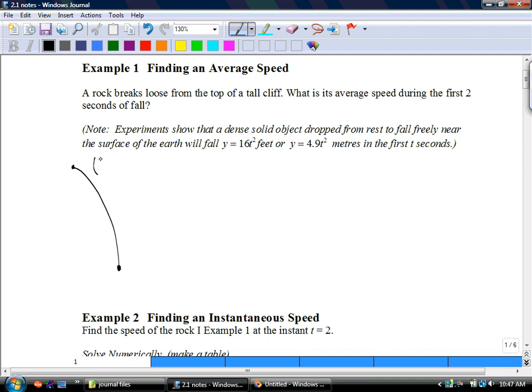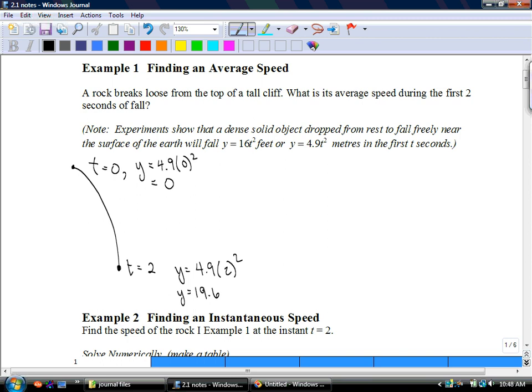So we know at time t equals 0, the rock has fallen 0 meters. And then at time t equals 2 seconds, our height is... T equals 0, y equals 0. And then t equals 2, y equals 19.6, I believe.